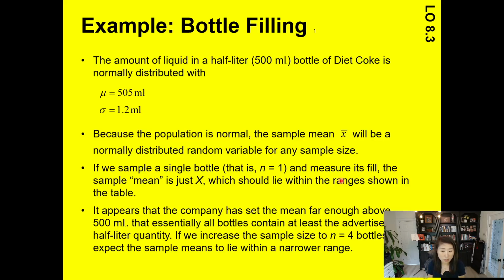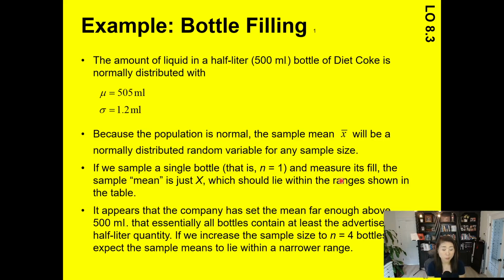Because the population is normal, the sample mean x bar will be a normally distributed random variable for any sample size. Again, if the population does not follow a normal distribution, we need to check the population distribution. If it's skewed to the right, we need to make sure the sample size is at least 30. If it's symmetric, maybe 10 or 12 is good enough. But since the original population follows the normal distribution, we don't need to worry about the sample size to apply the central limit theorem.